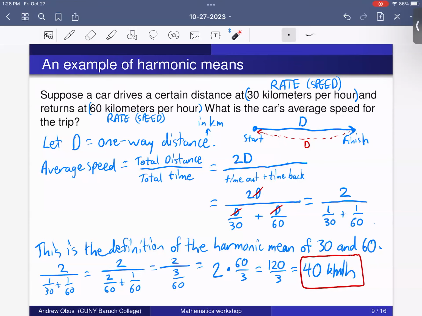Yeah, but the key thing is that you're spending more time at 30 than at 60. That's why you can't just take the average.